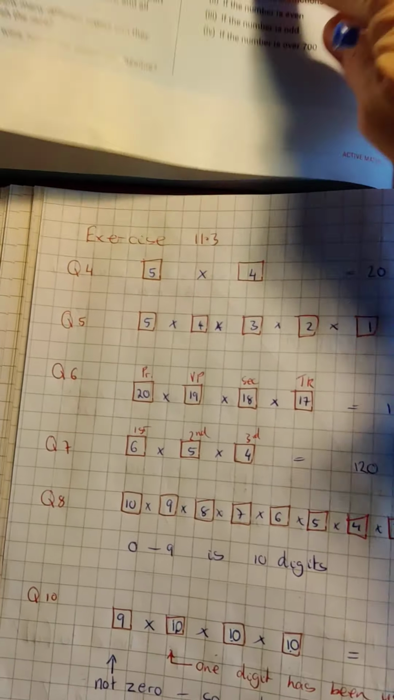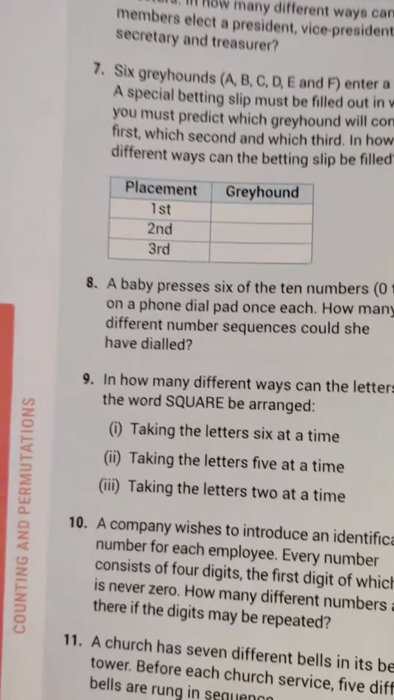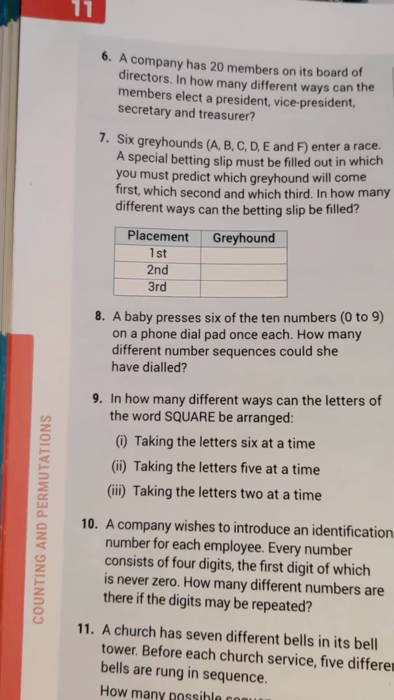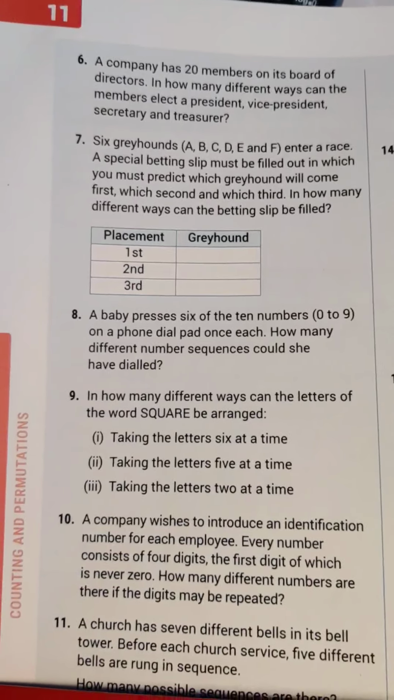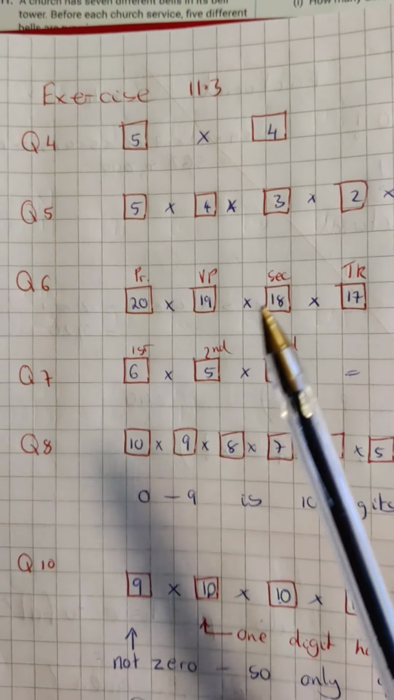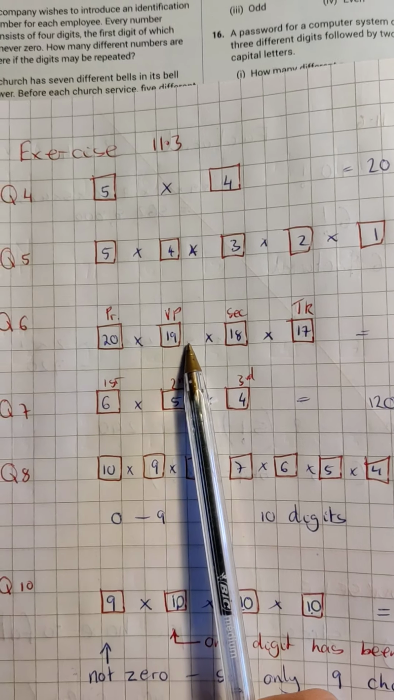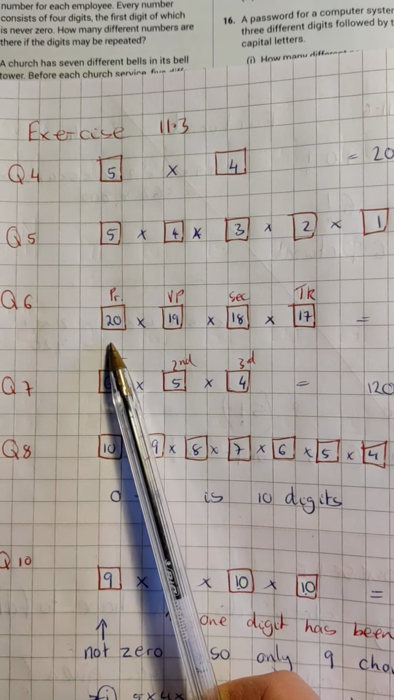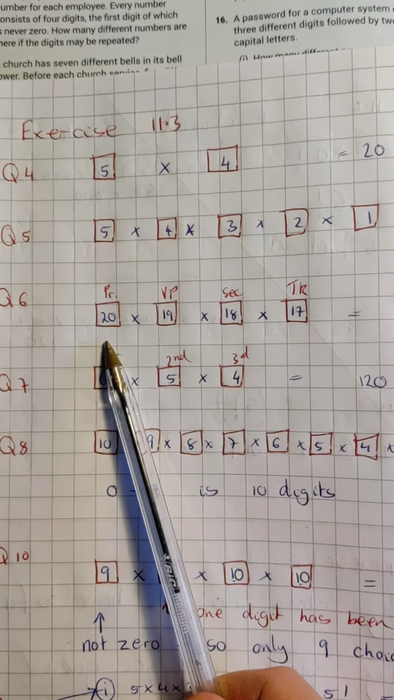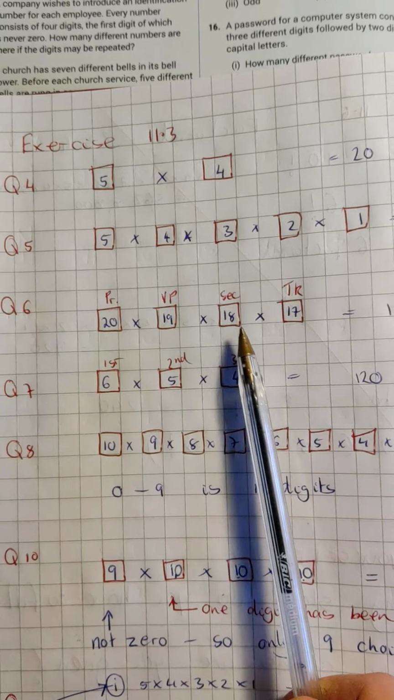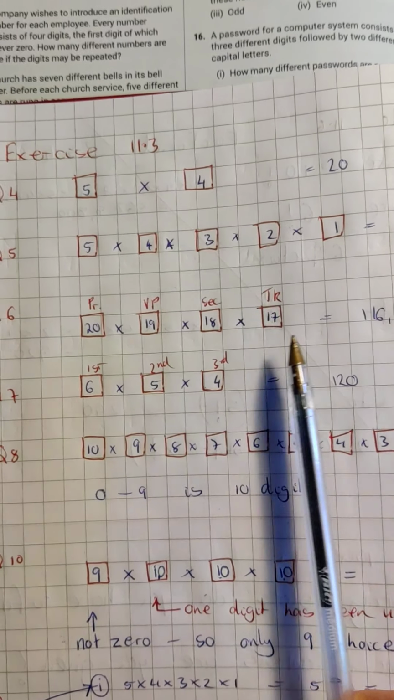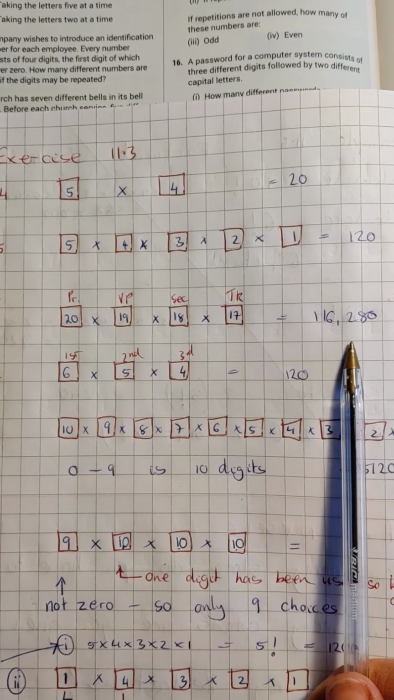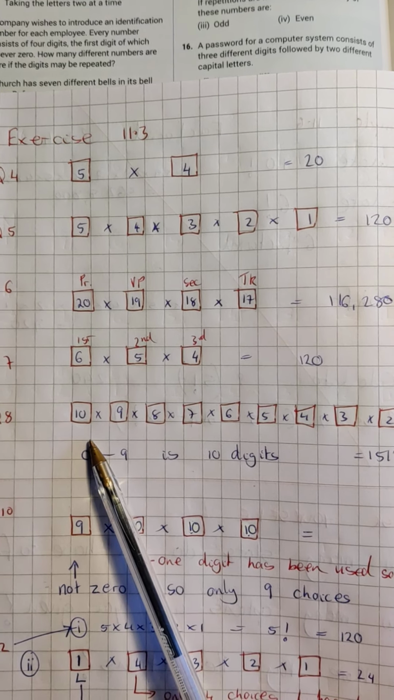Question 4 is done. Question 6. A company has 20 members on its board of directors. How many different ways can the members elect a president, a vice president, a secretary and a treasurer? Okay, so we have a president, a vice president, a secretary and a treasurer position to be filled. 20, any one of the 20 could get the first job. Once they've got it, you have 19 people left for the second job, 18, 17, and when you multiply those out, you get 116,280.